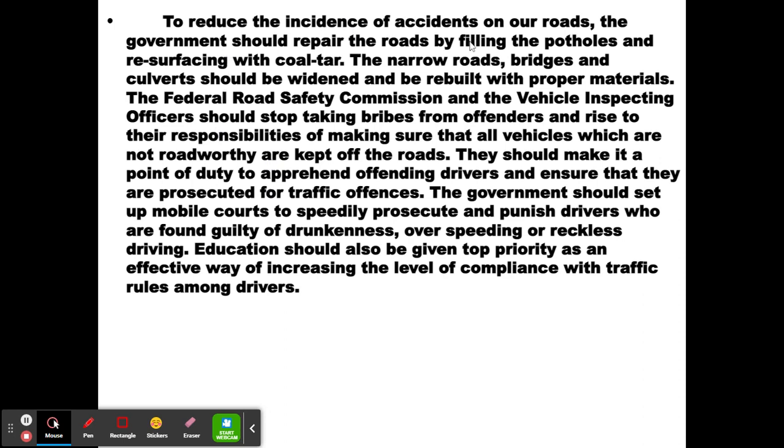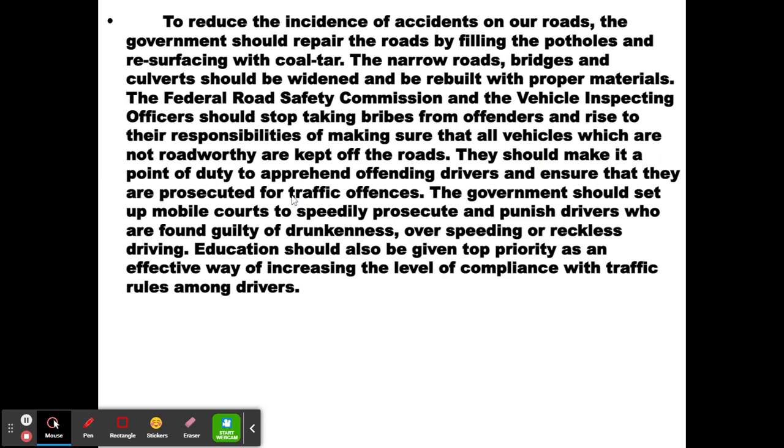To reduce the incidence of accidents on our roads, the government should repair the roads by filling the potholes and resurfacing with coal tar. The narrow roads, bridges, and culverts should be widened and be rebuilt with proper materials. The Federal Road Safety Commission and the vehicle inspection officers should stop taking bribes from offenders and rise to their responsibilities of making sure that all vehicles which are not roadworthy are kept off the roads.